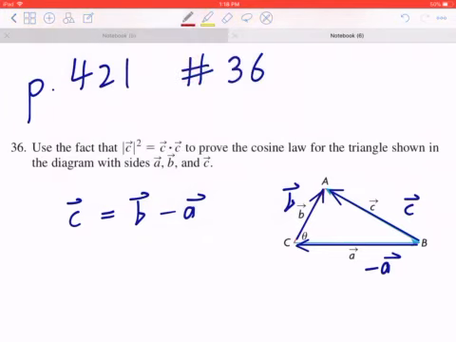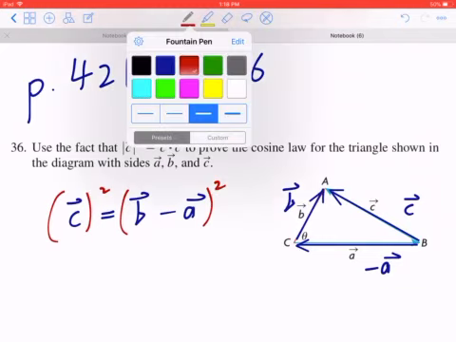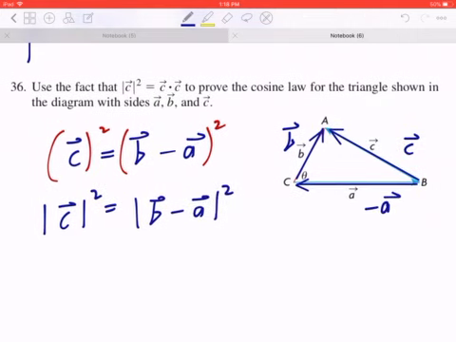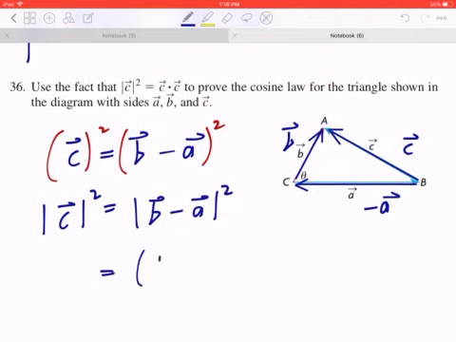Step 2, square both sides. Now when you square both sides, what you're really doing is applying the magnitude property, which implies that you can take the magnitude of c squared, which equals the magnitude of b minus a squared, or this equals vector b minus vector a dotted into itself.